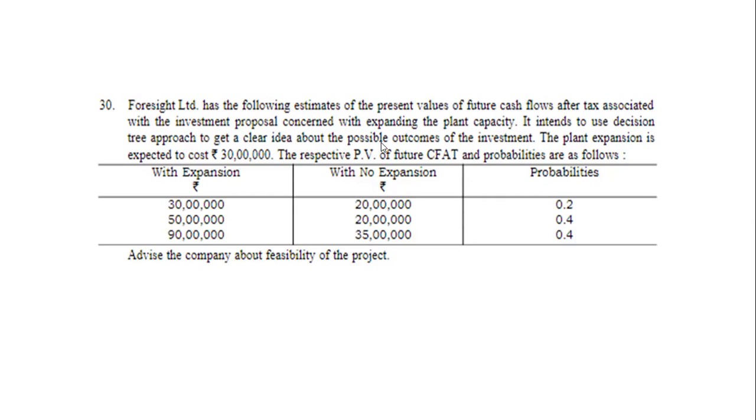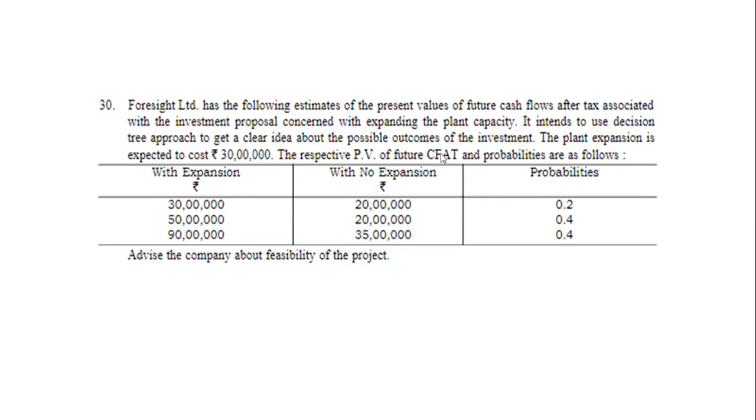Possible outcomes means what will be the result of the investment decision. If you do some investment, what will be the consequences? The plant expansion is expected to cost 30 lakhs. This is the cost of the project.